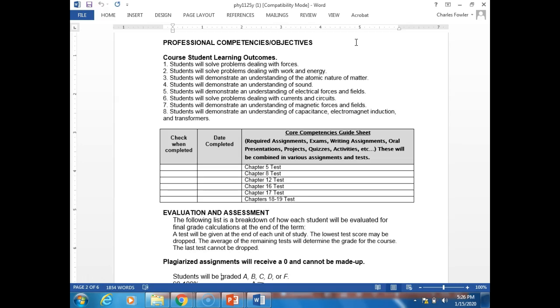Now, the one exception to that is the last test cannot be dropped, because that's the one on 18 and 19, and because physics builds on itself. That's what we use to measure your overall competency of the course, of what you've learned. So the last test cannot be dropped. So don't come and say, hey, I made an A on all my tests, do I have to take the final? You know the answer? Yes. Because it can't be dropped. The next lowest ones can be.